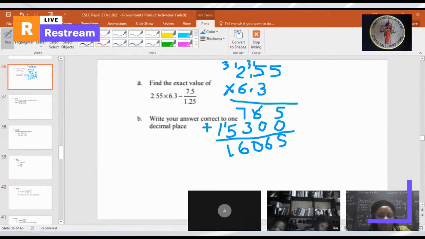But we need to put in these decimal places. We had 1, 2, 3 decimal places. So that's the answer for this part. Now we need to work this part. So 7.5 divided by 1.25. We're dividing by a decimal, so we need to clear the decimal point. So we move 2 places to the right.